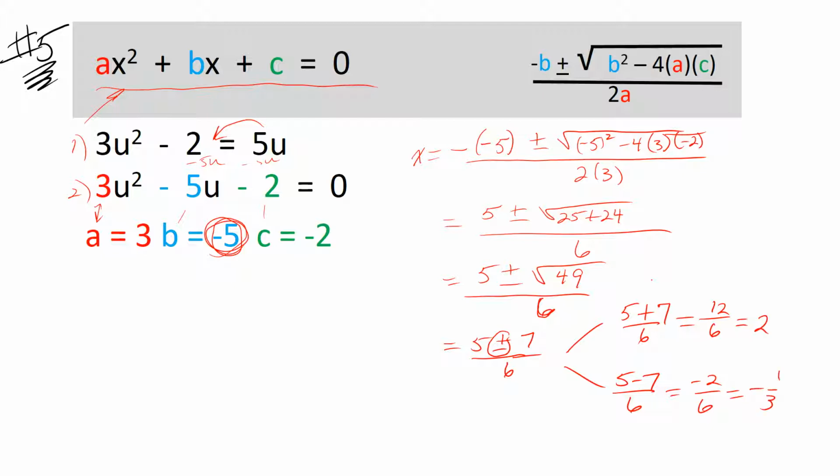So the solution to this, the two values of x that will make this statement true, are a positive 2 and a negative 1/3. Done.